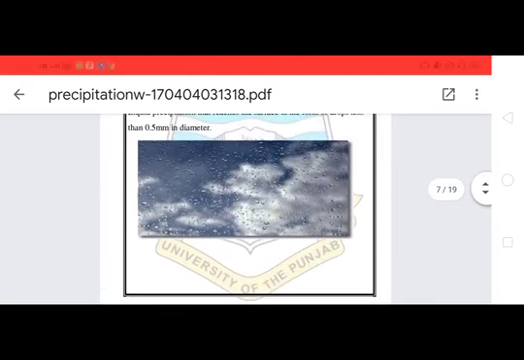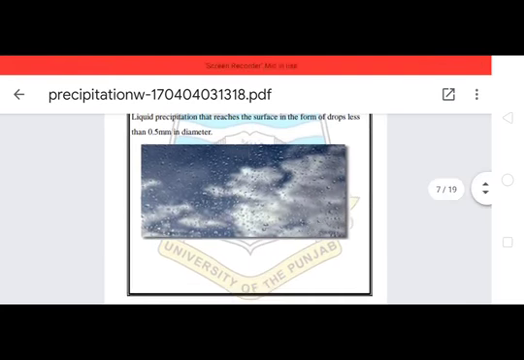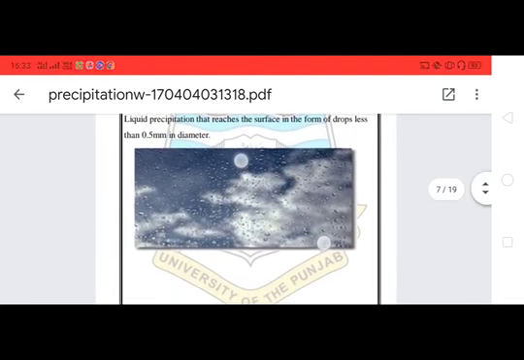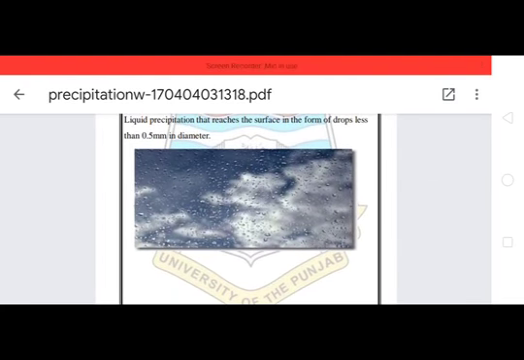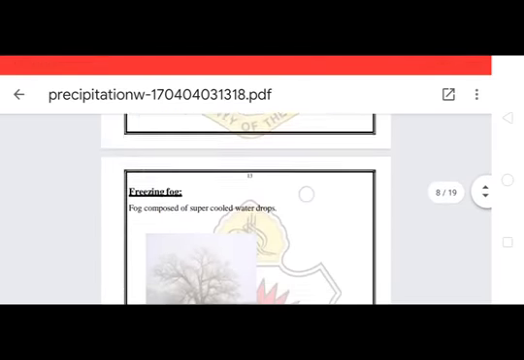These are not one water droplet. These are a collection of drizzle droplets which are less than 0.5 mm. They are collected, get attracted to each other, and form a water droplet. So it looks like a rain droplet, but it is not.